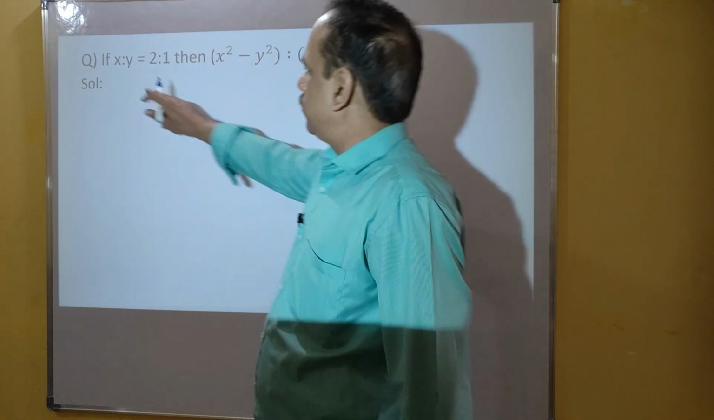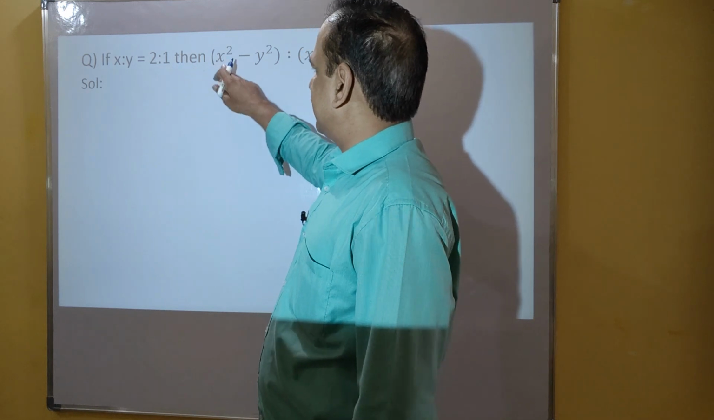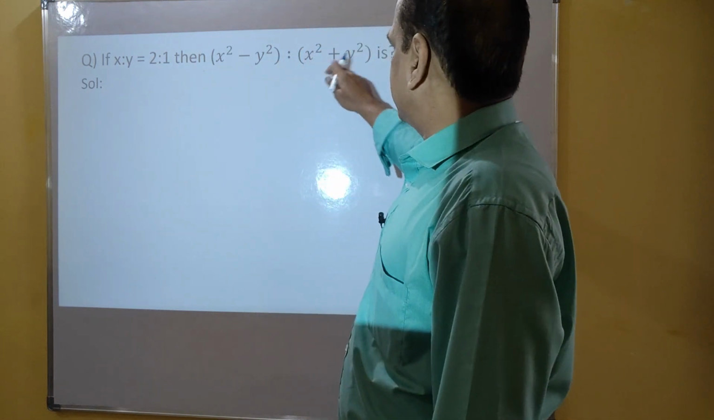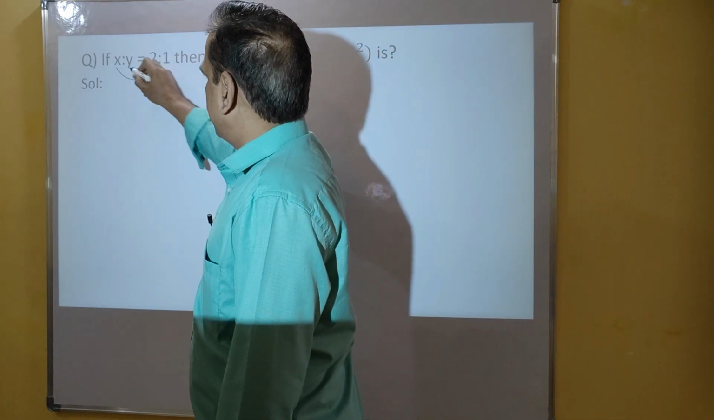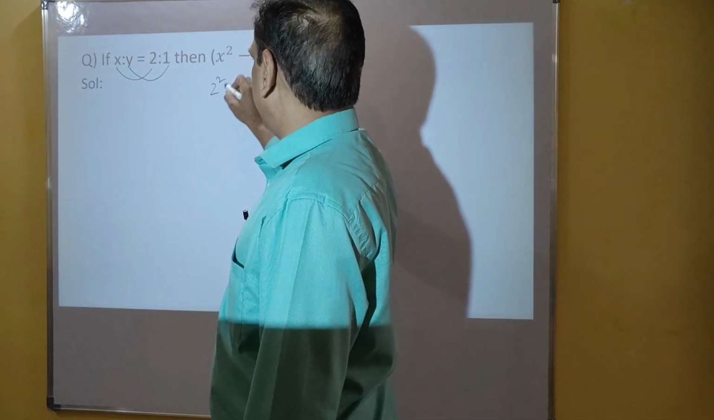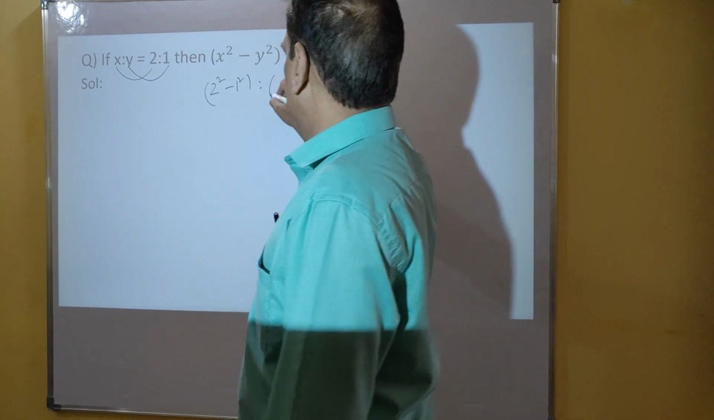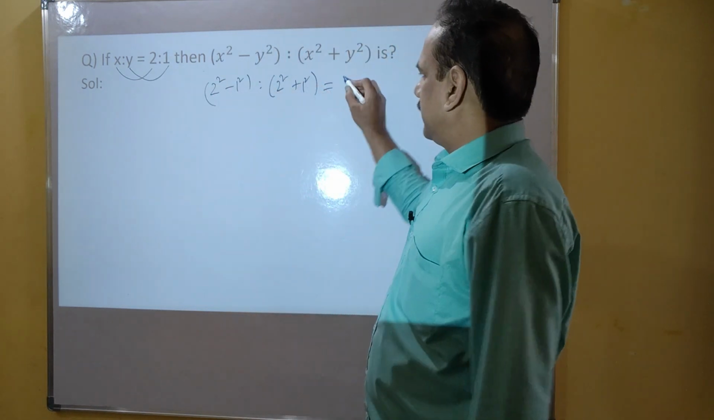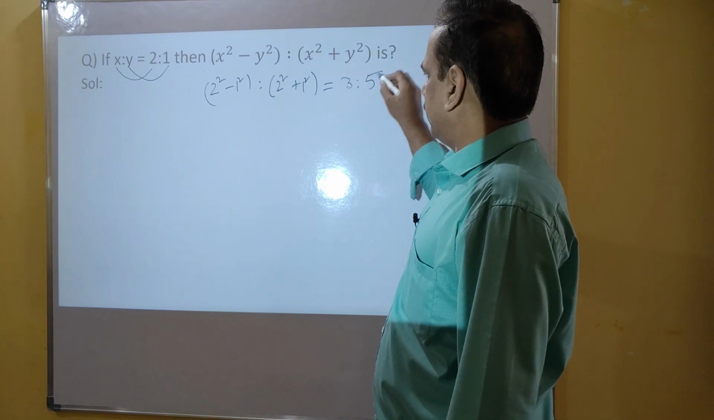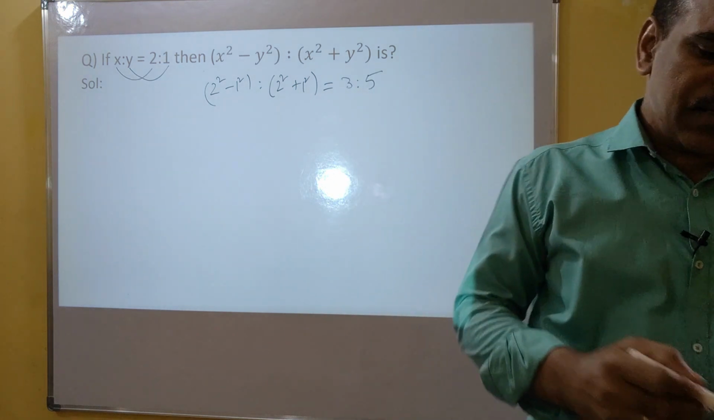You are given x is to y equal to 2 is to 1. Then x square minus y square is to x square plus y square is? You just put x equal to 2 and y equal to 1 in this. 2 square minus 1 square is to 2 square plus 1 square. It is 4 minus 1, 3, is to 4 plus 1, 5. 3 is to 5 is the answer.